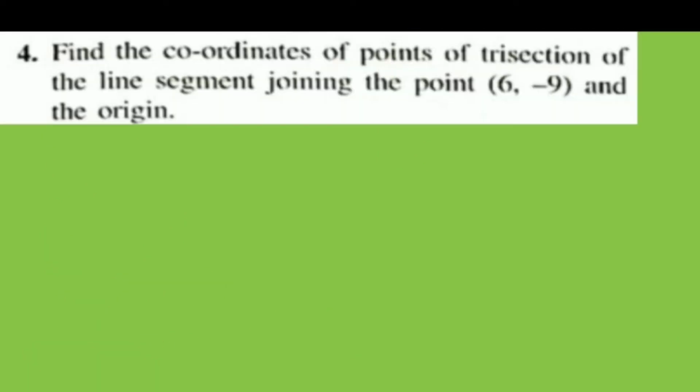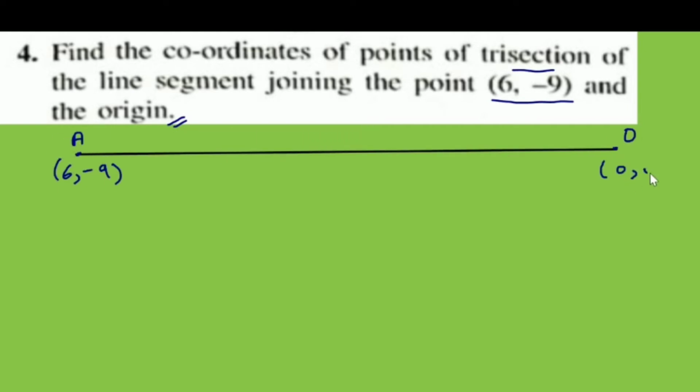Question number 4. Find the coordinates of the point of trisection of the line segment joining the point 6, -9 and the origin. पॉइंट्स ऑफ ट्राइसेक्शन के कोऑर्डिनेट्स हमें फाइंड आउट करने हैं, मींस ऐसे 2 पॉइंट्स जो इसको 3 इक्वल पार्ट्स में डिवाइड कर दें. सपोज P एंड Q आर द पॉइंट्स ऑफ ट्राइसेक्शन, मींस AP इज इक्वल टू PQ इज इक्वल टू OQ.